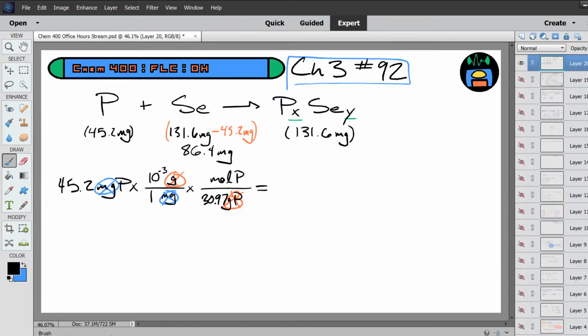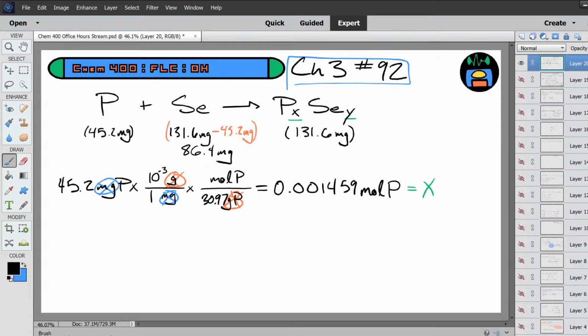So let's crunch these numbers. We've got 45.2 times 10 to the negative third divided by 30.97. So this is 0.001459 moles of phosphorus. And again, remember, this is the value we're going to plug in for X.